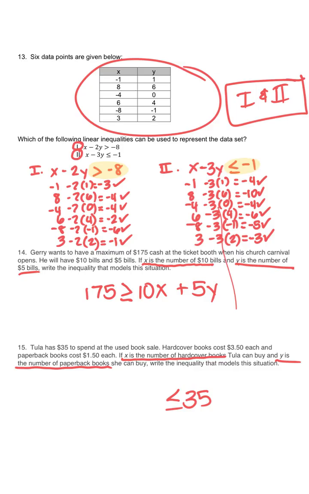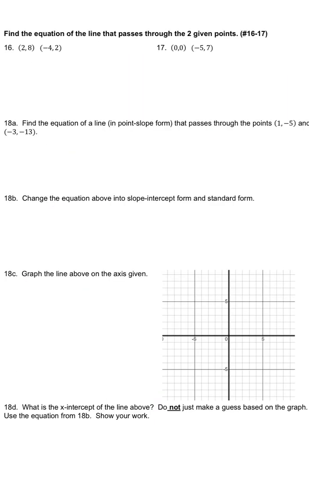So our hardcover books are $3.50, and they're represented by X. Then we have our paperback books, which are $1.50, and those are represented by Y. So we have this inequality right here.